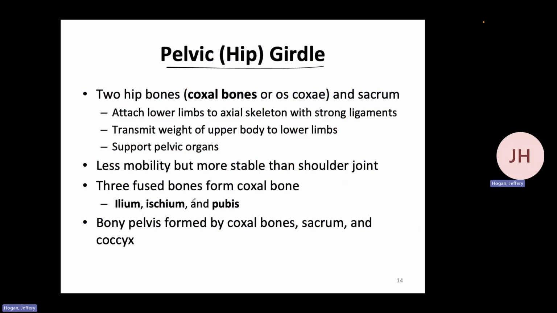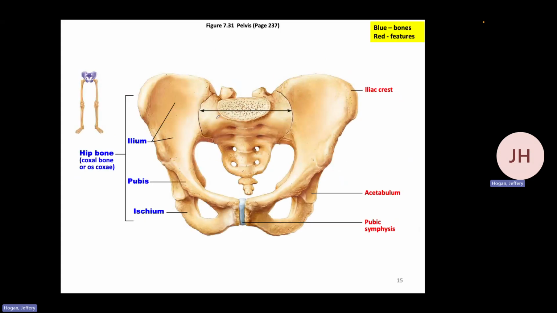The 3 bones that form the coxal bone are the ilium, which is the great big wing on top, the ischium, which is the part you sit on, and the pubis, which is that hard, bony stop above your external genitalia in the front. The pelvis itself is formed by the sacrum, coccyx, and the coxal bones here. So there are contributions from the appendicular and the axial skeleton.